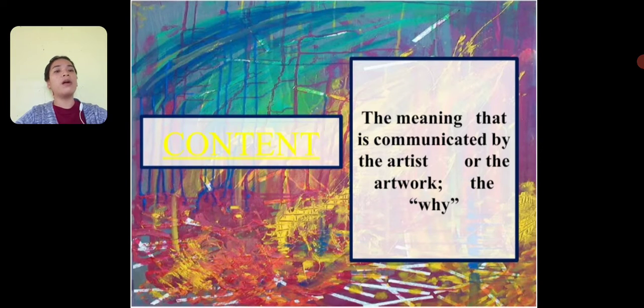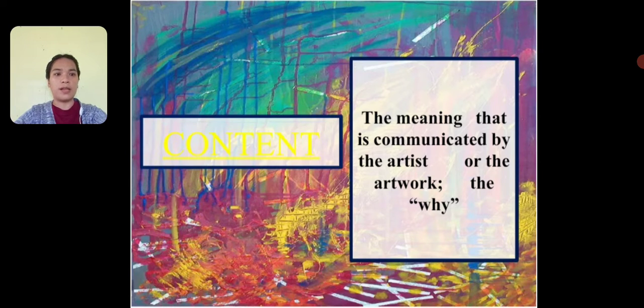Now let's move on to the content. Content is the meaning that is communicated by the artist or the artwork, and the clue word is the why. Content refers to what is being depicted and might be helpful in deriving a basic meaning, and it appears in the visual in several forms, all of which may be figurative or realistic or abstract, which is distorted.